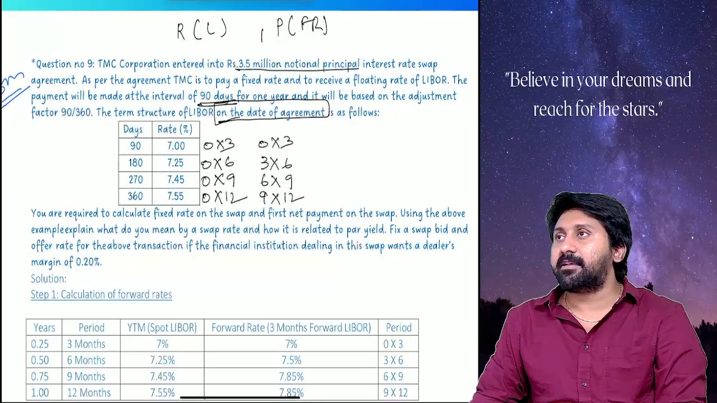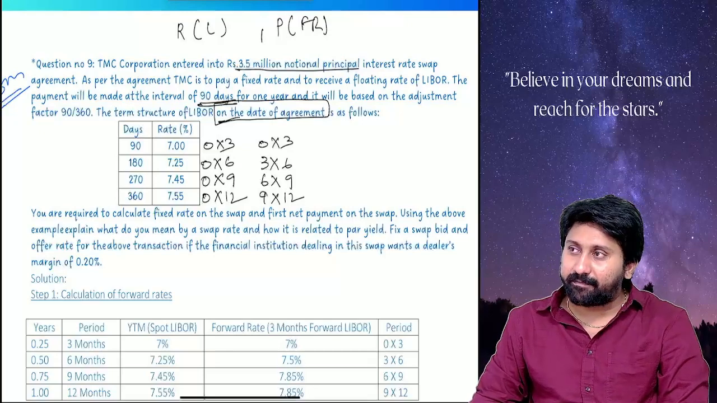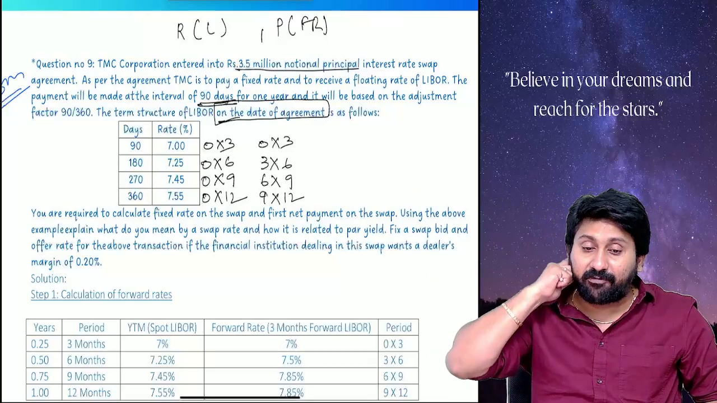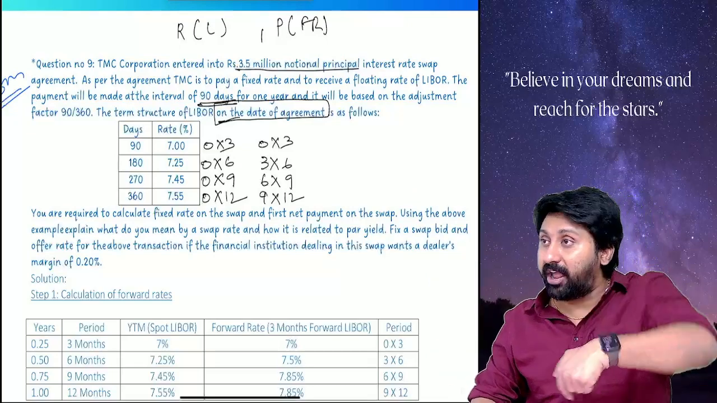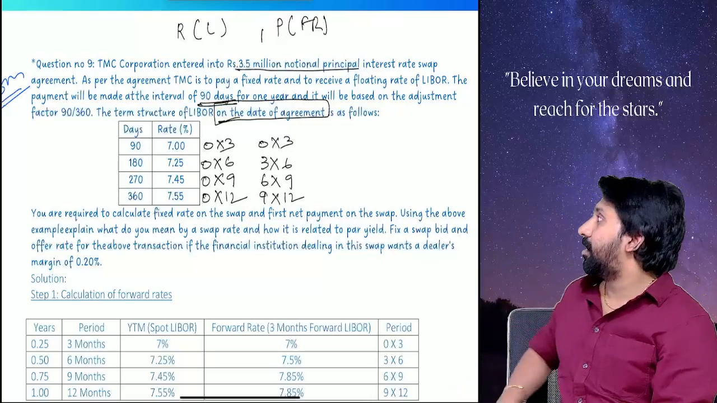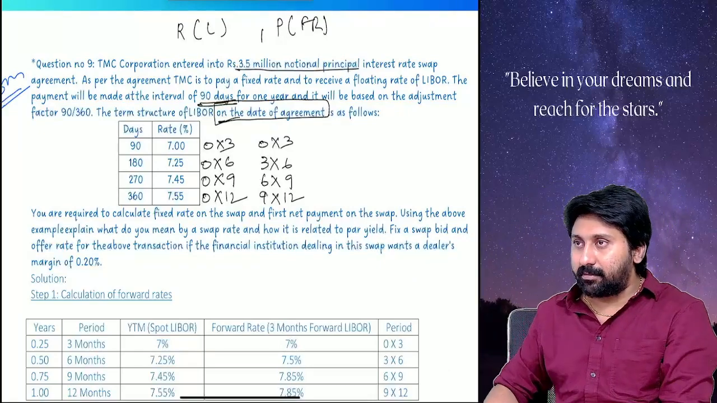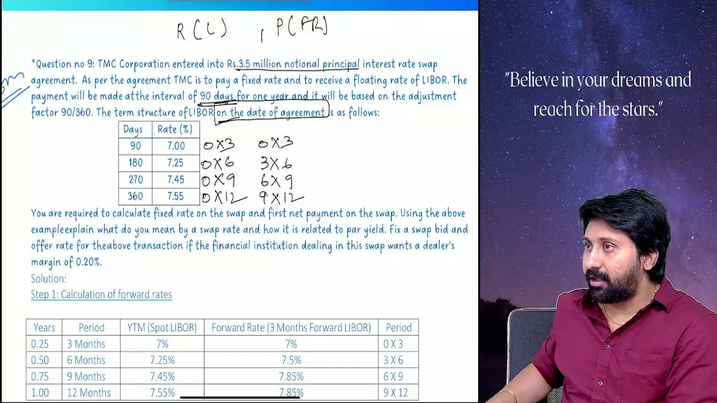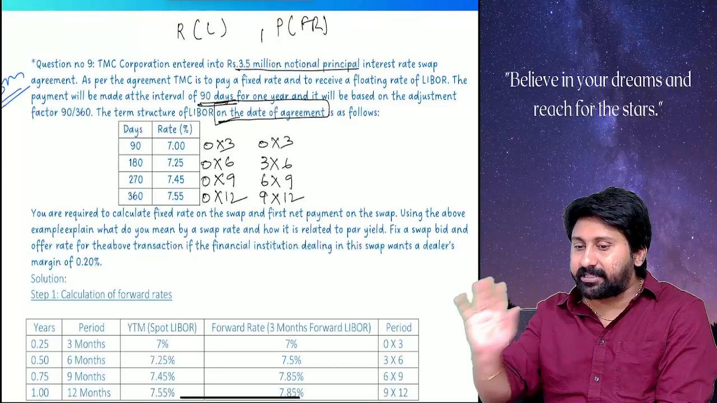7% is fixed when? Today. 7.25? Today. 7.45? Today. 7.55? Today. All are rates quoted today for a future transaction. Correct? Now answer. I have taken a loan. First it is a fixed rate or a floating rate? How much is the floating rate? 7. I started my journey.